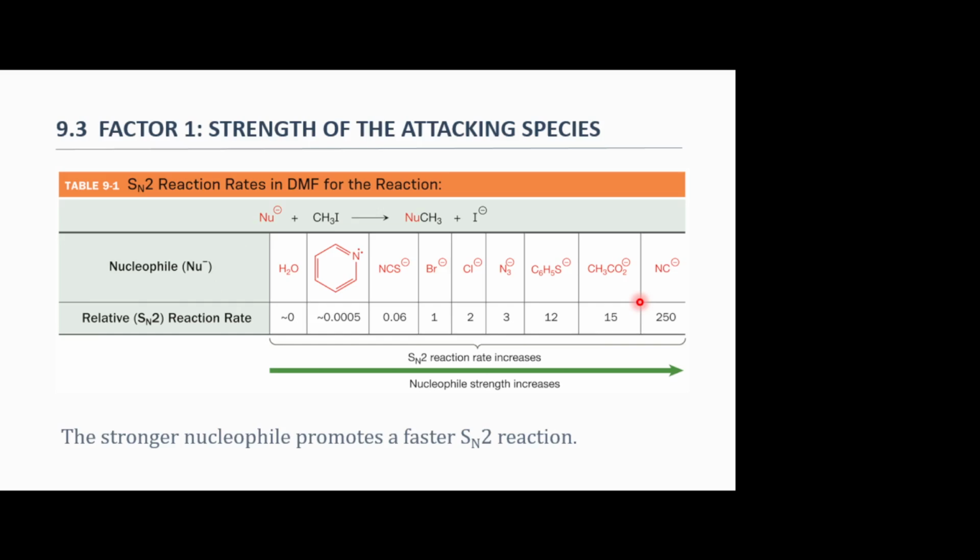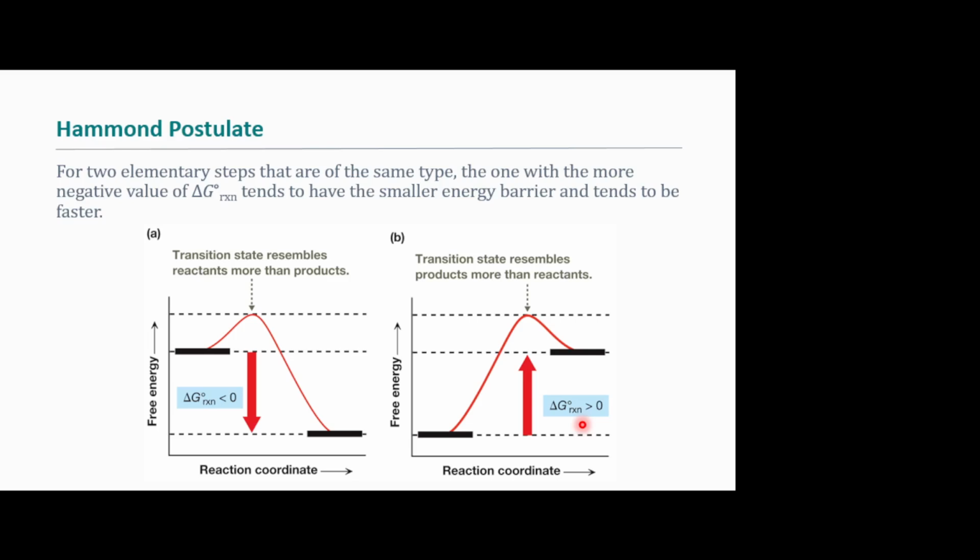Okay. And so this is going to be the strength of the nucleophile. This is going to promote a faster SN2 reaction, and that's typically called nucleophilic strength, or strength of your nucleophile. Okay? You'll notice the Hammond postulate: for two elementary steps of the same type, the one with the more negative value of delta G naught reaction tends to have the smaller energy barrier and tends to be faster.